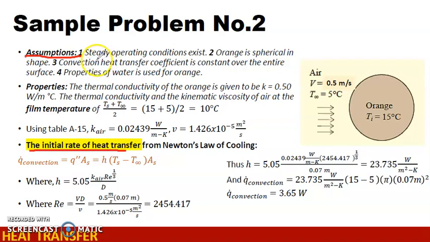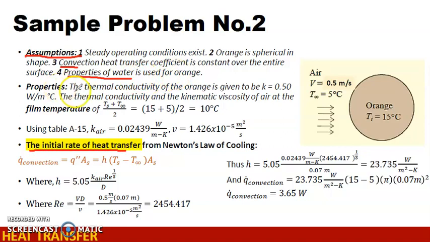Steady operating conditions, meaning there's no change of properties with time. The orange is spherical in shape. Convection heat transfer coefficient is constant. We need this assumption for us to use the formula without necessarily adding up. So we just use one single convection heat transfer coefficient over the entire surface. Properties of water are used for the orange. So we also take note that the fluid that we will use here to get the properties for the orange, we use the properties of water.